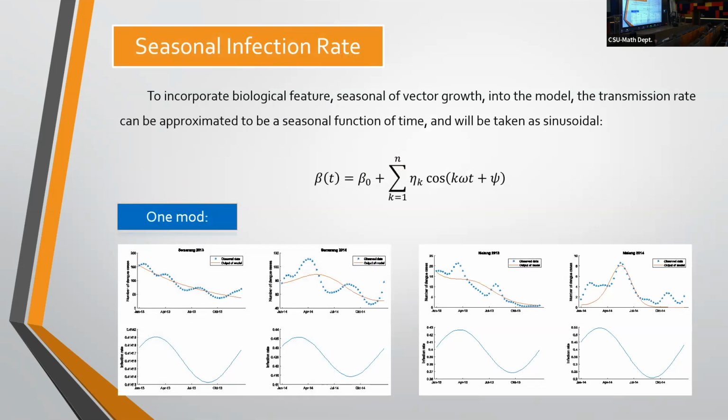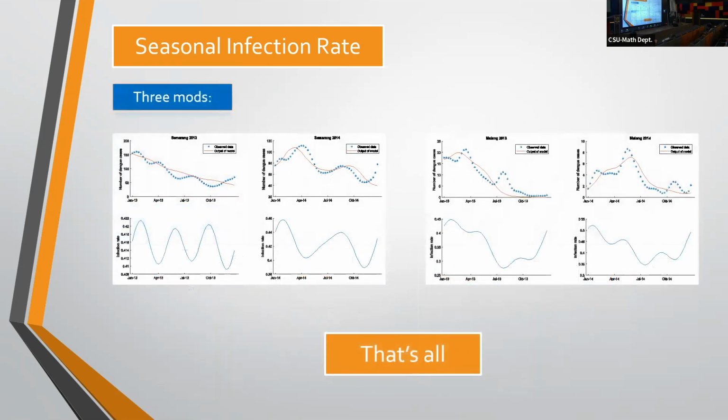We also try to put a seasonal infection rate into beta. This is only a simulation, so we choose one mode, 1 year with only 1 harmonic, and 3 modes, 1 year containing 3 harmonics, to incorporate the seasonal effect in the force of infection. So we just compare the results for Semarang and Malang using one mode, I mean just one period peak in 1 year, and also compare to the 3 modes in 1 year.